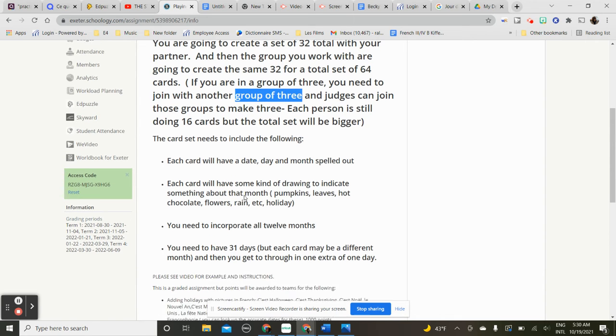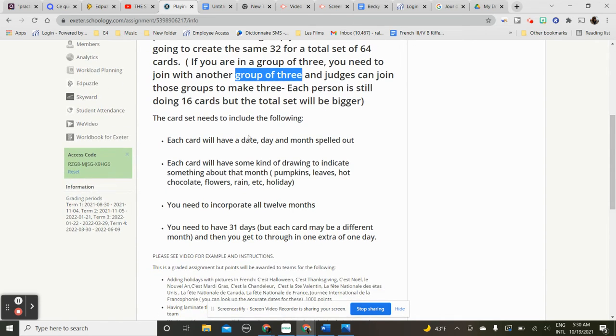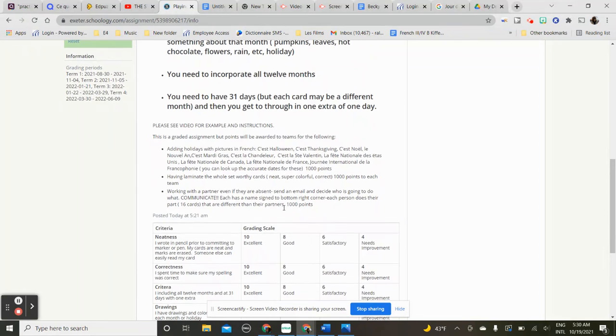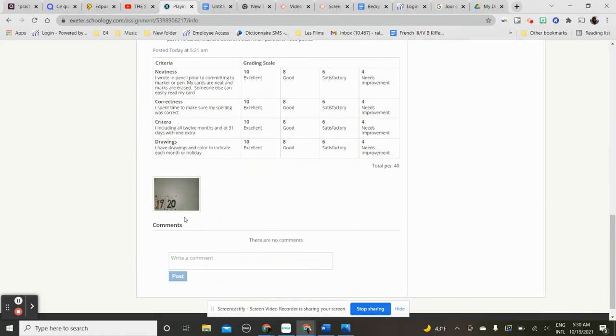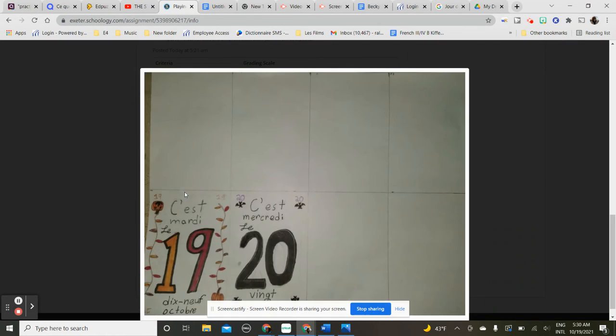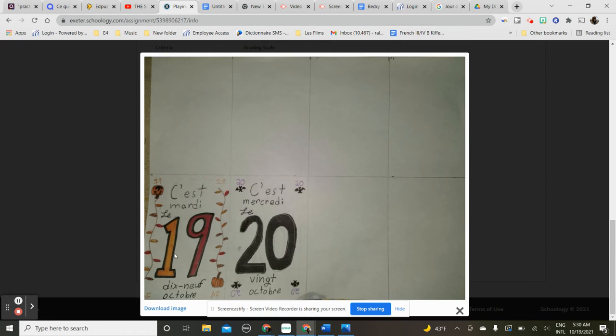Okay? I did spell out in here, each card will have the date, day, and month spelled out. So let's go back to our picture. So I have C'est mardi, it's spelled out. Le 19, you do not need to make your number that big if you don't want to. You can make it smaller.